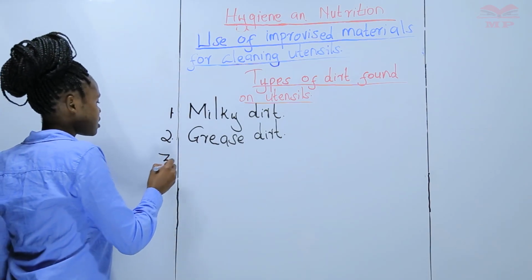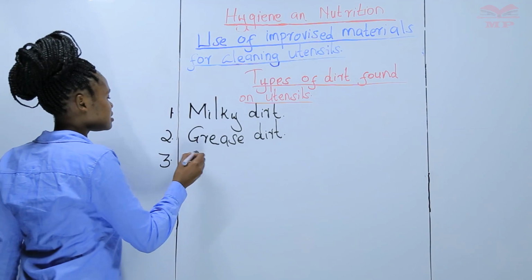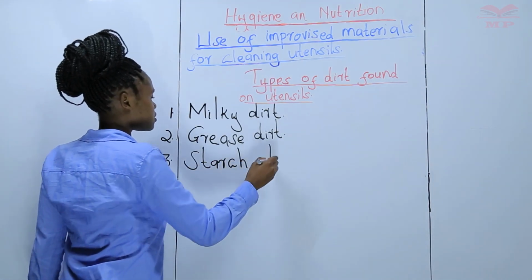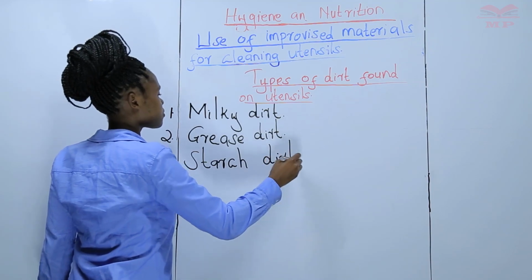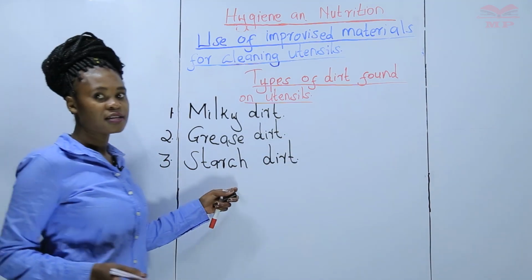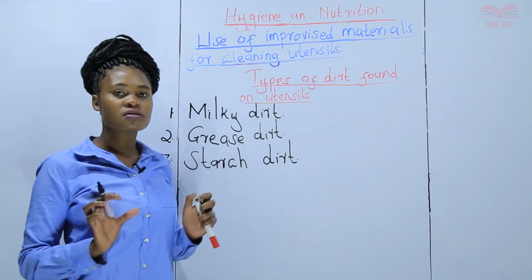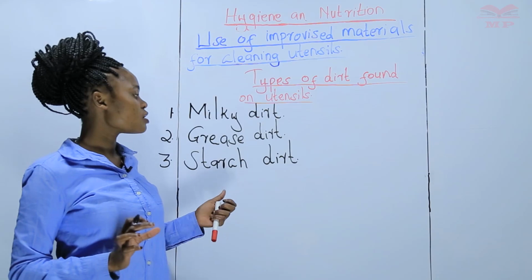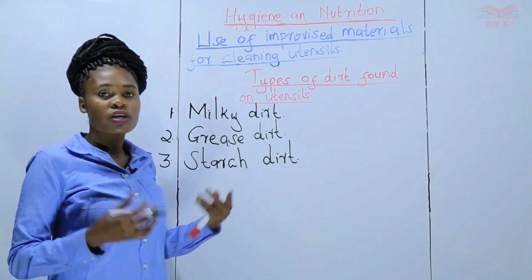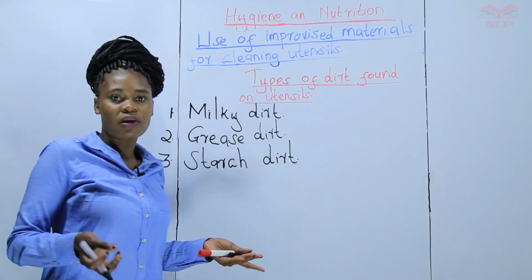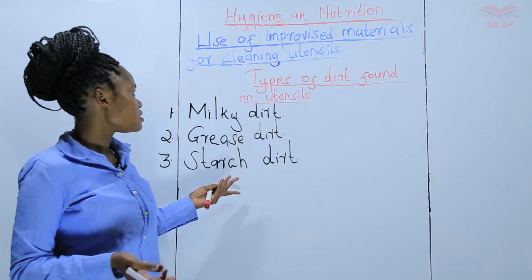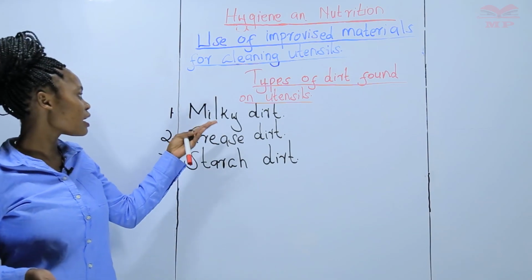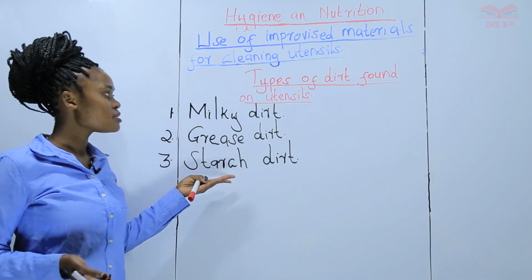And lastly, we have another type of dirt called starch. Starch dirt are the remains of food that we have eaten that always remain on a plate. We call them starch dirt. When you eat ugali, the ugali that remains on the plate, vegetables, we call them starch dirt. So these are the types of dirt found on utensils: milky dirt, grease dirt, starch dirt.